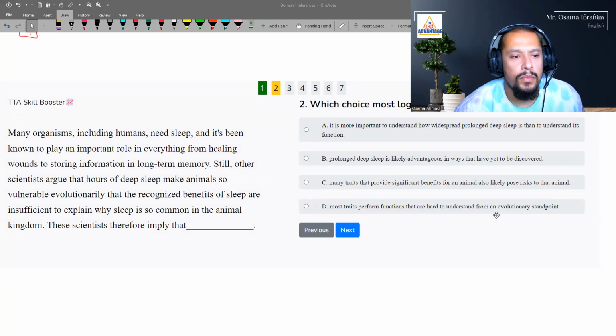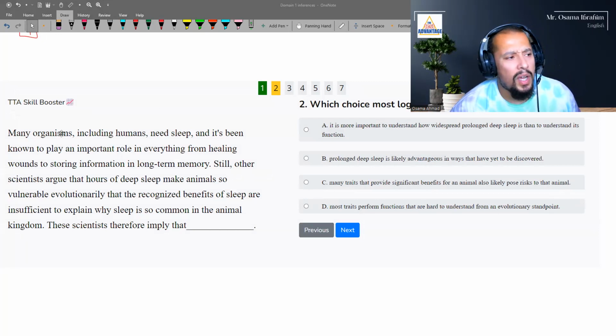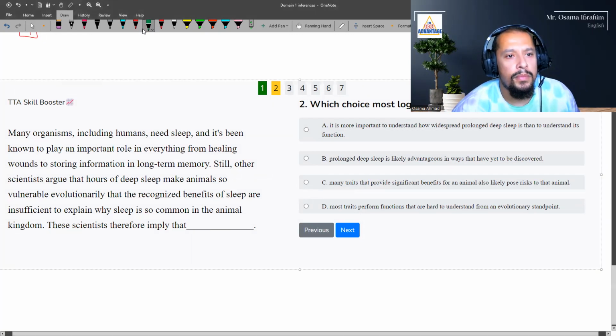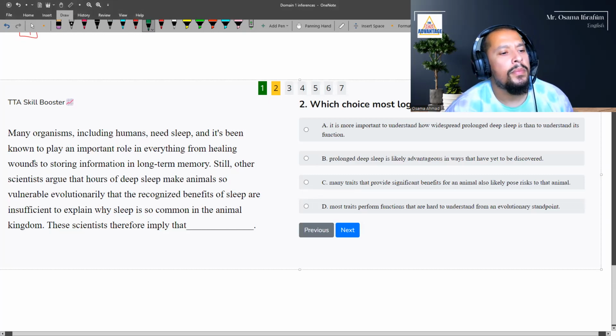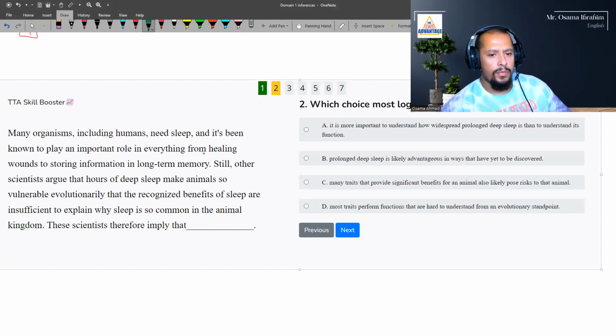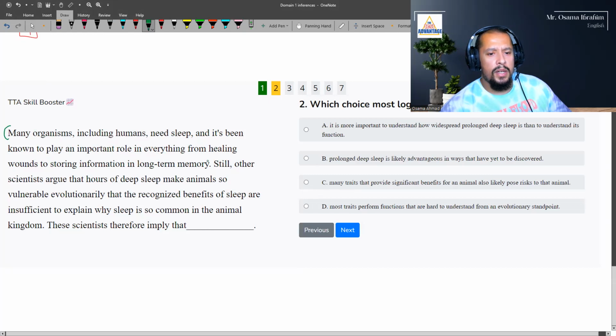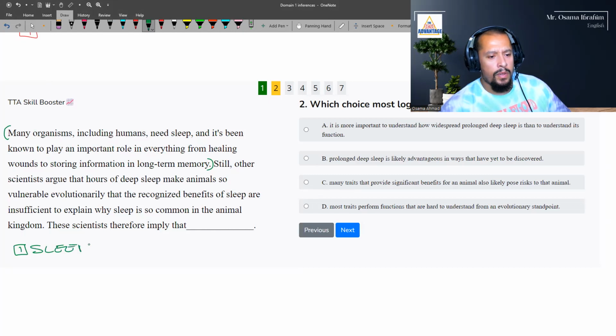Many organisms, including humans. Whoa, slow down, take your time. A big problem is, the digital SAT really stresses careful reading, okay? Never skim. Let's try again. Many organisms, including humans, need sleep, and it's been known to play an important role in everything from healing wounds to storing information in long-term memory. So what does idea number 1 tell us? Sleep is really important for humans to store long-term memory. I don't need the small details. Sleep is important. Now remember, if you take it all at once, you'll be overwhelmed. So that's why I say take it idea by idea.